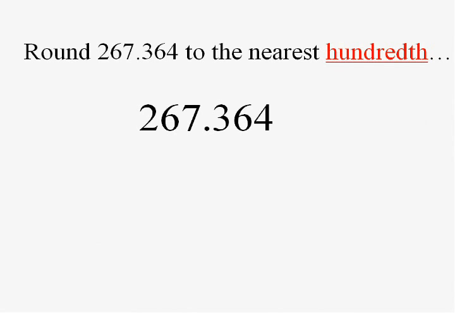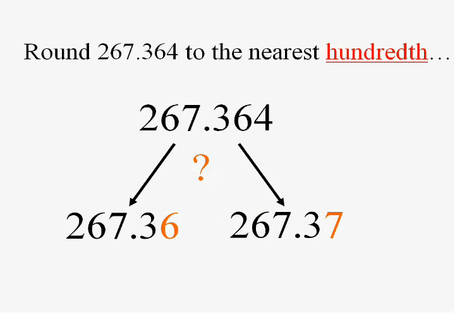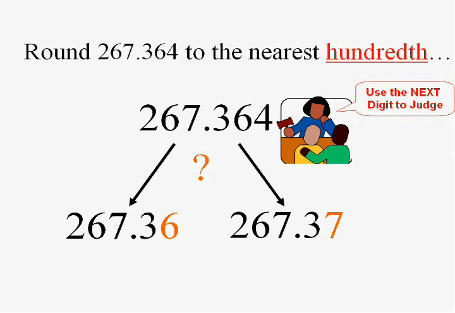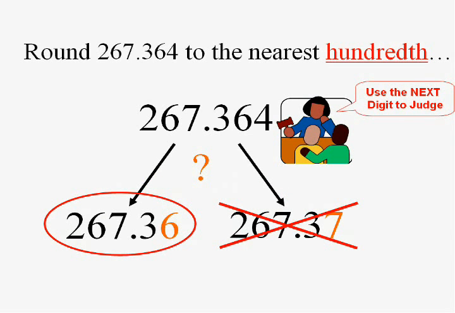Okay, let's round this number to the nearest hundredth. That's very commonly done when we're working with money, because hundredths is cents. There's your hundredths digit. So it's either going to be 267 and 36 hundredths or 267 and 37 hundredths. Still going to use that next digit, which didn't get halfway, so we're going to use the lower number. We're never going to go down, we're just going to stay the same.